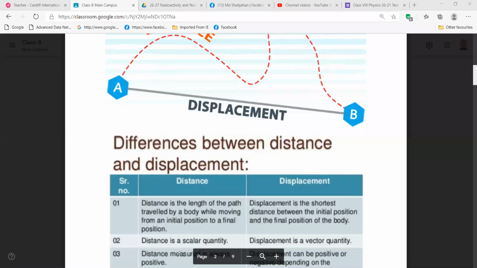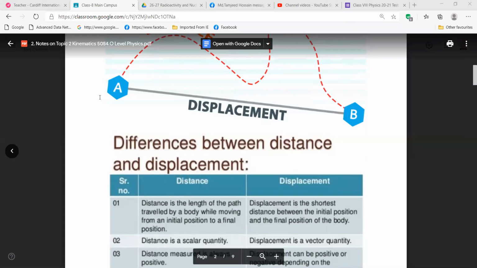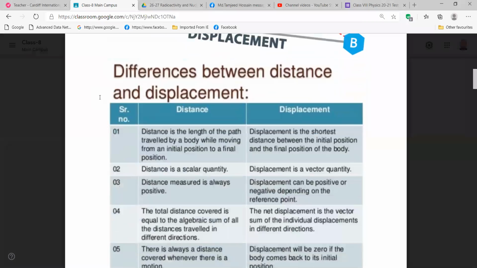Number 2. Distance is a scalar quantity. Displacement is a vector quantity. Number 3. Distance measured is always positive. Displacement can be positive or negative depending on the reference point.